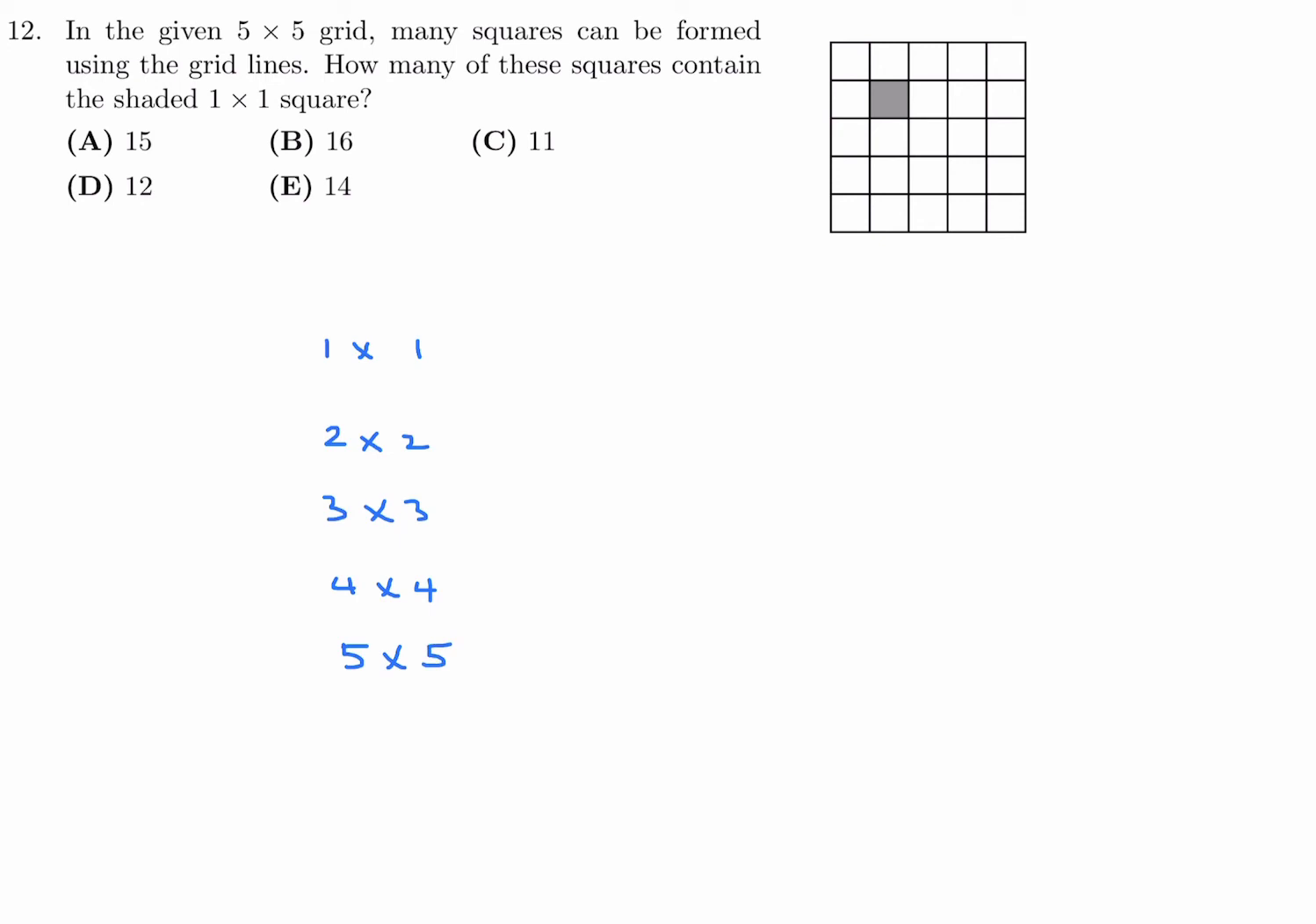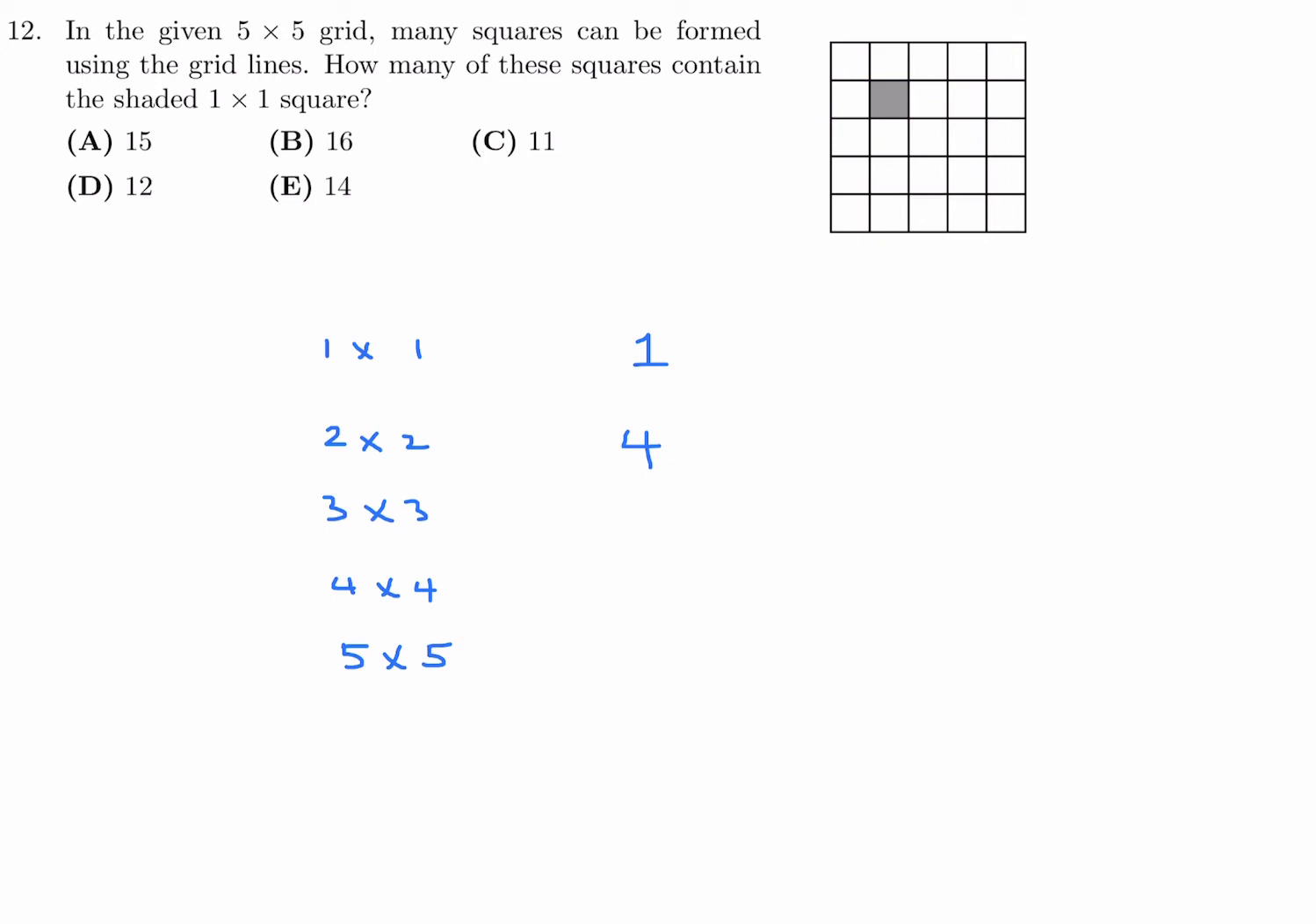Well, 1x1, there's only one, so that's the only square that would contain it. So we put a 1 here. 2x2, well, you can have this, this, and this. Those would be the 4. 3x3, this one, that one, that's 2, and then 3, and then this one, 4.